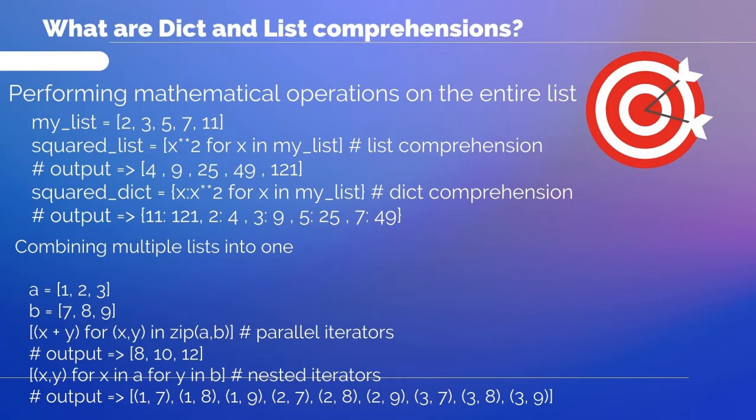Performing mathematical operations on the entire list. Performing conditional filtering operations on the entire list. Combining multiple lists into one. Flattening a multidimensional list. Note that list comprehensions have the same effect as the map method in other languages. They follow the mathematical set builder notation rather than map and filter functions in Python.